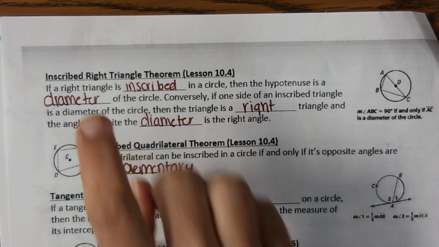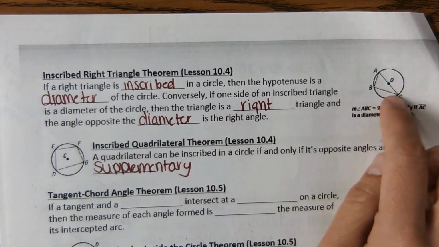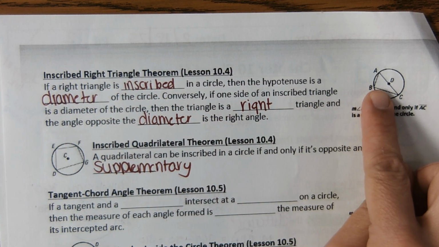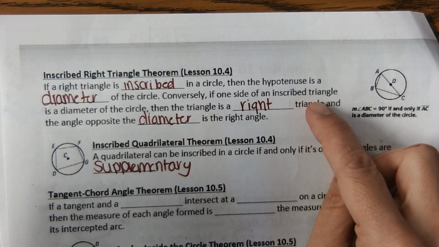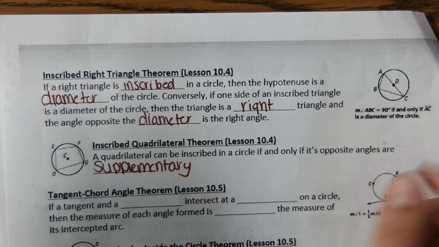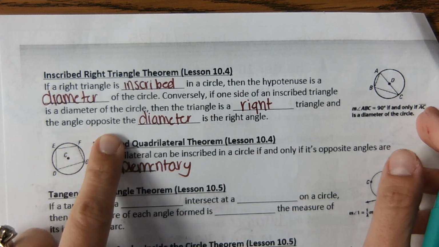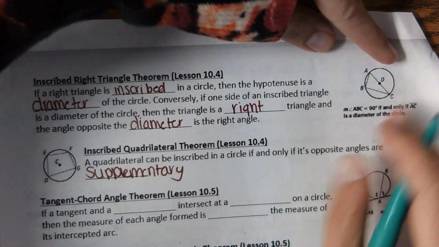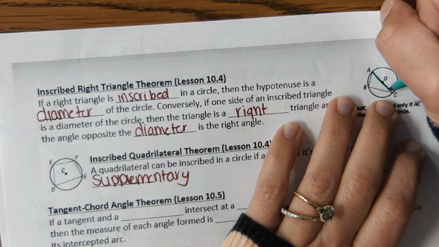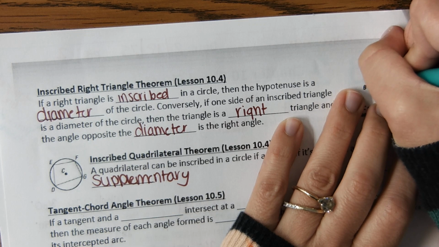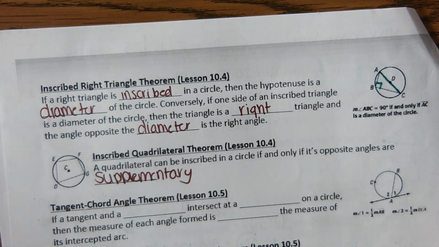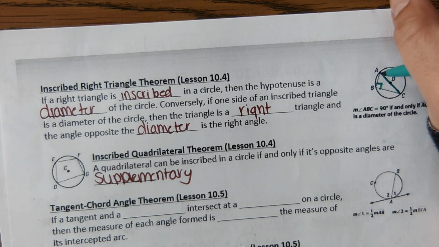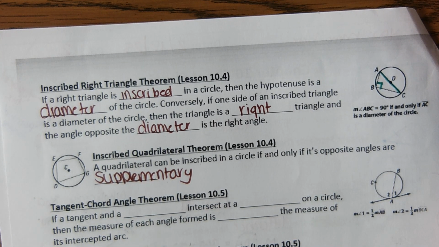As you're filling it in, if a right triangle is inscribed in a circle, and that's what they show here, then the hypotenuse is the diameter of the circle. Conversely, if one side of the inscribed triangle is the diameter of the circle, then the triangle is a right triangle, and the angle opposite is a 90-degree angle. So when you have an inscribed triangle, a triangle drawn inside a circle, if this longest side is the diameter, then it must be a right triangle, and this has to be a 90-degree angle. And vice versa. If you have a 90-degree angle here, then this hypotenuse is the diameter of the circle.